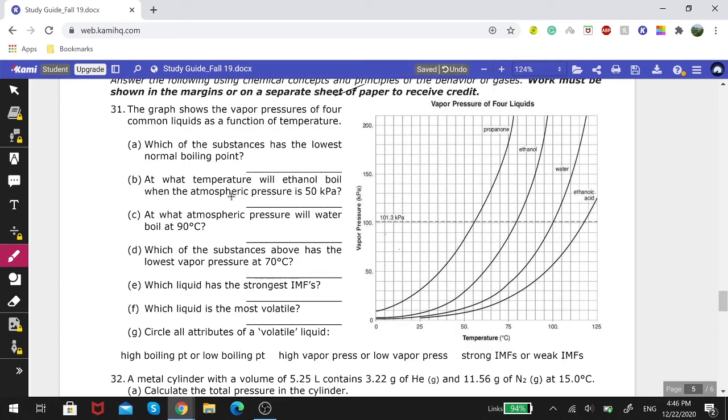Which of the following substances has the lowest boiling point? So these are temperatures, and which of them boils the earliest at, let's say, 100 kPa, standard vapor pressure, right? So which of the following substances has the lowest normal boiling point? Normal is standard boiling pressure. So which of these has the lowest temperature? Well, that is propane.